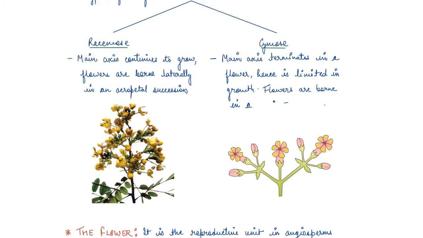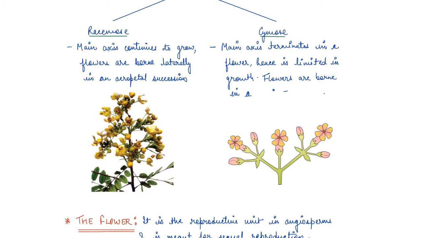So, in case of racemose inflorescence, the main axis continues to grow, right? And the flowers are borne laterally in an acropetal succession. So here in the diagram, if you can see, what happens is the shoot, the main axis, basically keeps on growing, okay? And then you have flowers on that laterally, okay? But this keeps on growing, right? So the main axis keeps on growing.